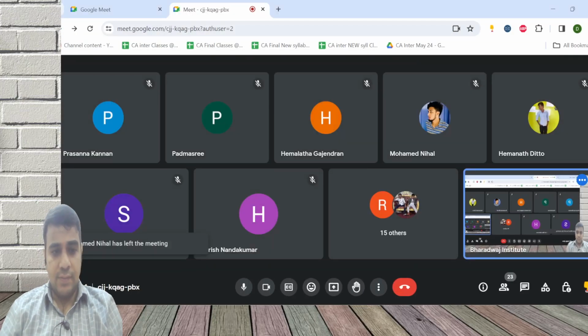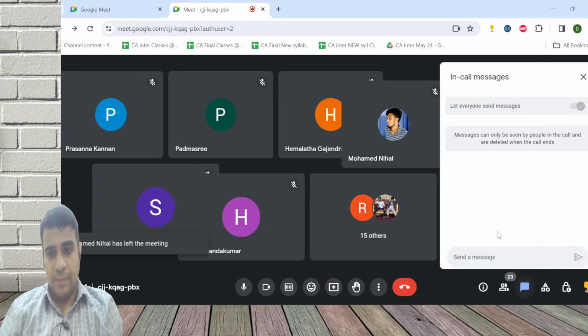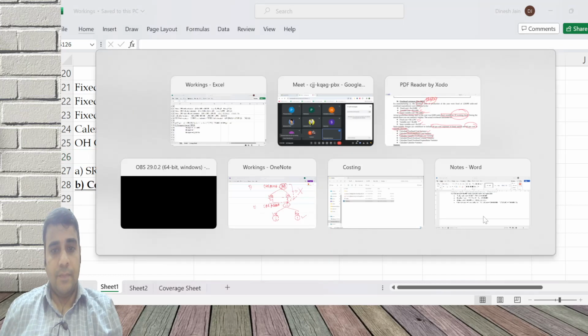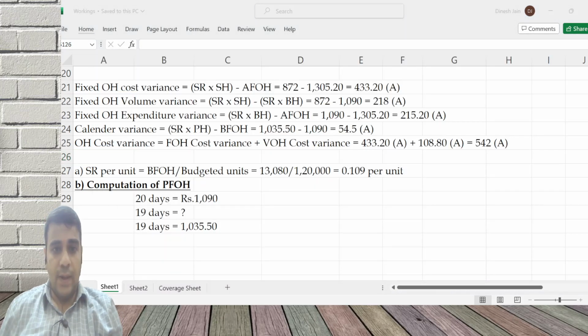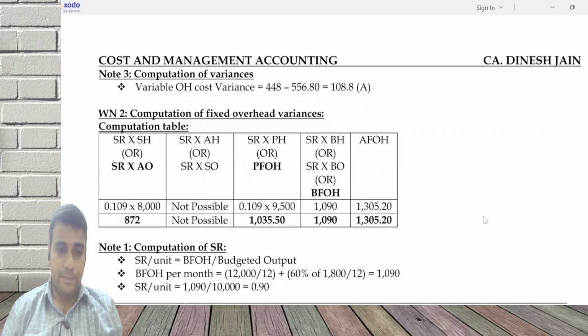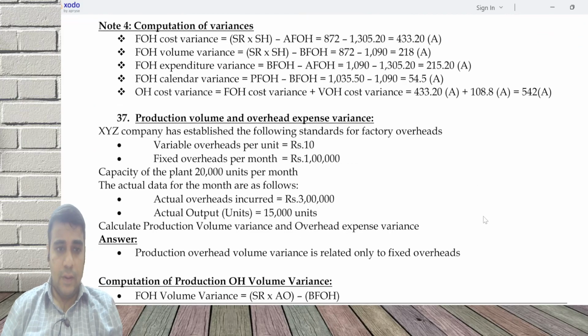Any doubts on this? I hope you're done. In case anyone is still doing it, let me know. I'll wait. Anyone still solving this? No, sir. Okay, let's proceed then. Go through 37.